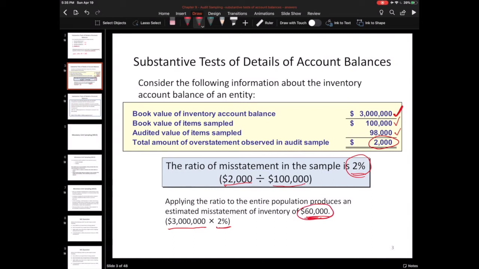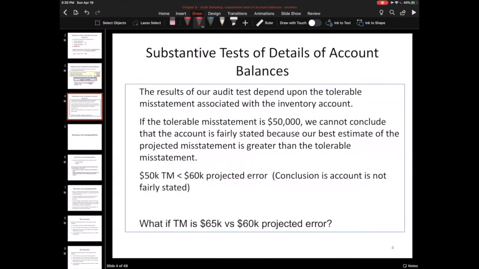And the reason why we want to do that is so we can compare that upper deviation rate in dollars to tolerable misstatement. Because otherwise you get into situations like this, where we say, okay, we have this 60K projected error, and let's say TM is 50K. Okay, that's easy. 60K is bigger than 50K TM, so I know the account's not fairly stated. But what if I have 60K projected error and TM is 65K?